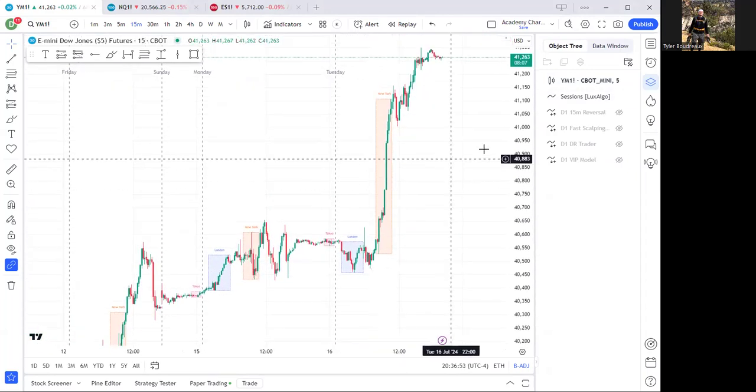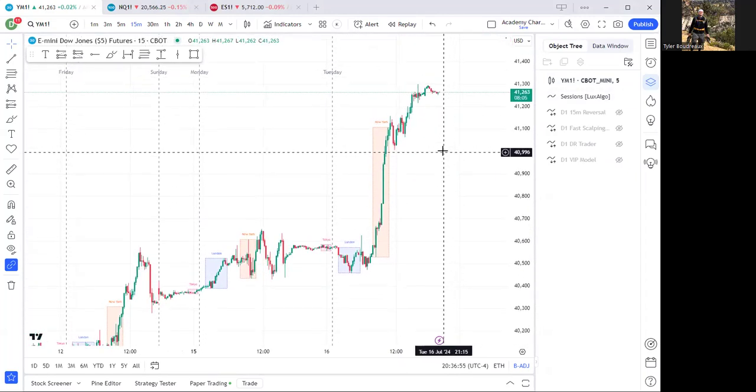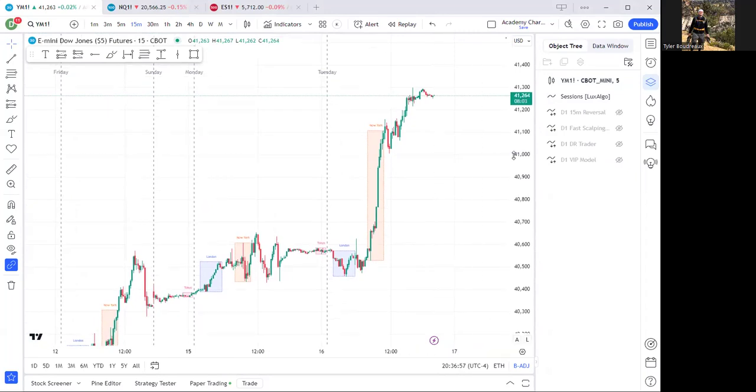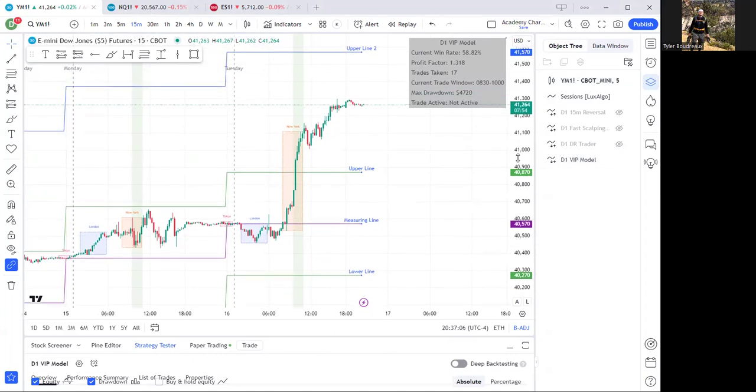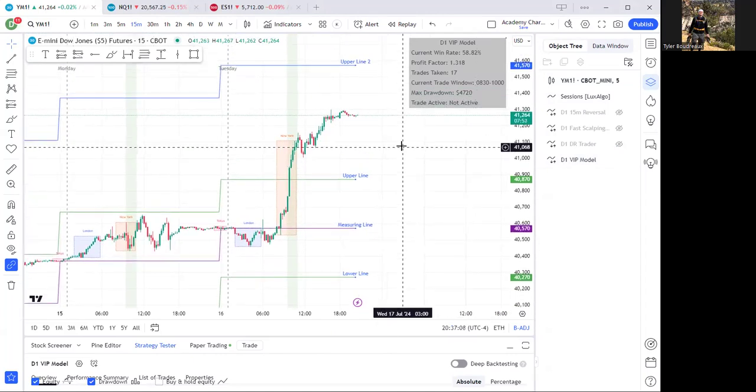Okay, so essentially what we have done is we have taken strategies that we like to trade and we have programmed them into indicators. Like right here, I don't know if you guys have seen when I was trading with my VIP group, we had the VIP live trading in the morning. This is the model that we were looking for.